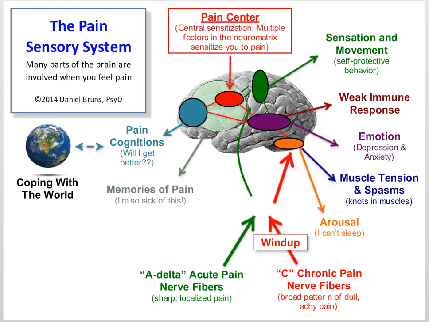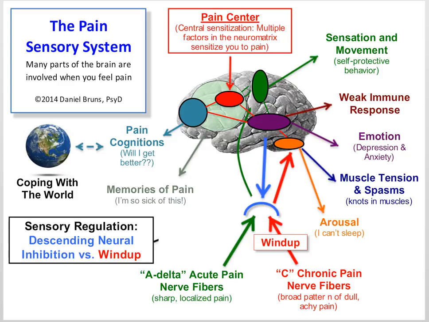If we put both of these sensory systems together, it looks like this. And let's add one more thing, the downward arrow, because the brain regulates pain with descending neural inhibition. So thus you have two competing forces, wind-up and sensitization, increasing pain, and descending neural inhibition, decreasing it.